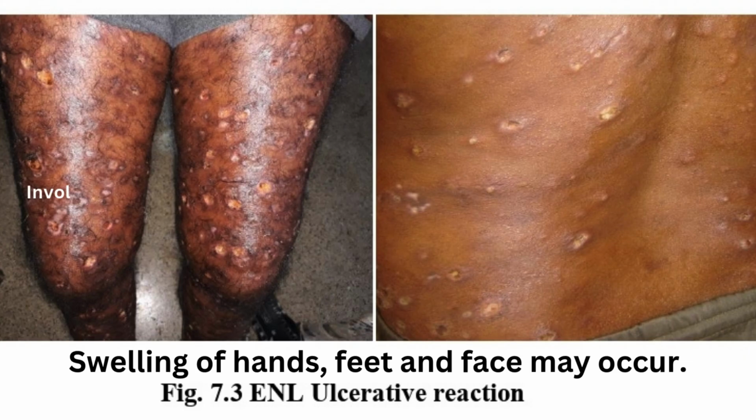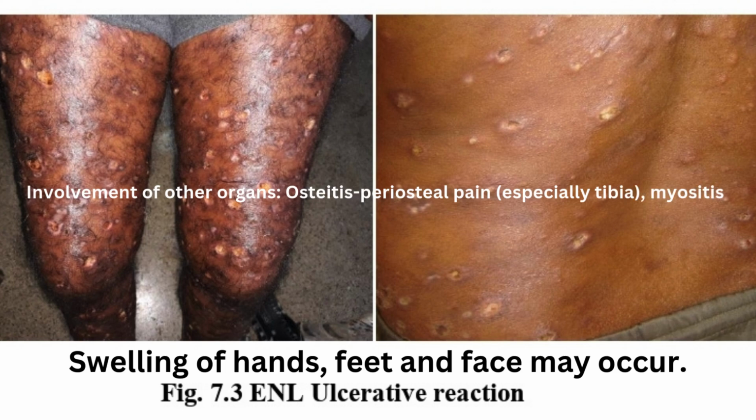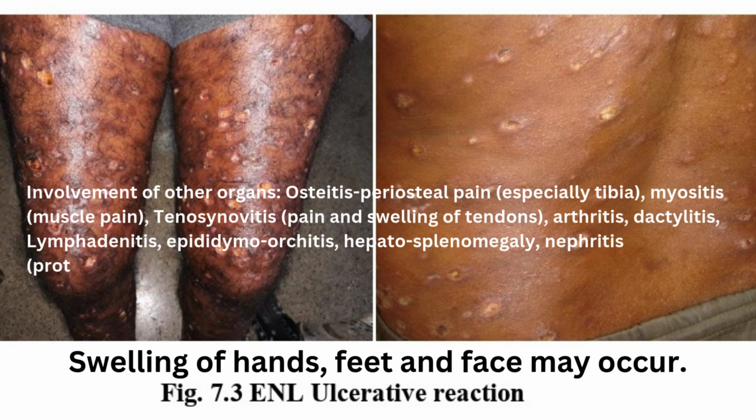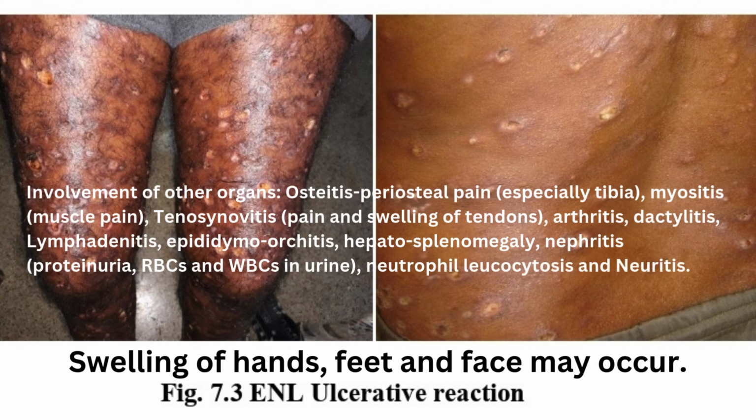Swelling of hands, feet, and face may occur. Involvement of other organs: osteitis, periosteal pain, especially tibia; myositis, muscle pain; tenosynovitis, pain and swelling of tendons; arthritis, dactylitis, lymphadenitis, epididymo-orchitis, hepatosplenomegaly, nephritis, proteinuria, RBCs and WBCs in urine, neutrophil leukocytosis, and neuritis.